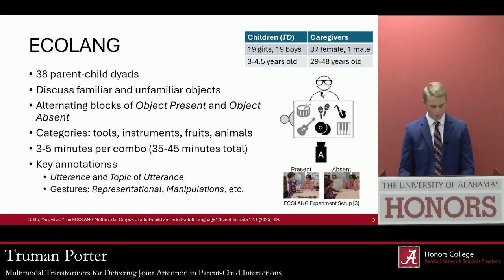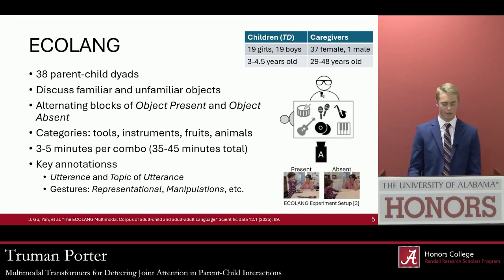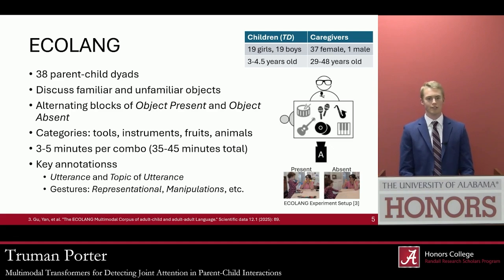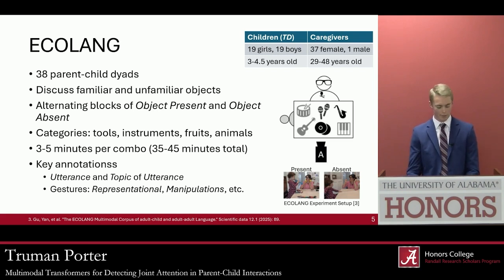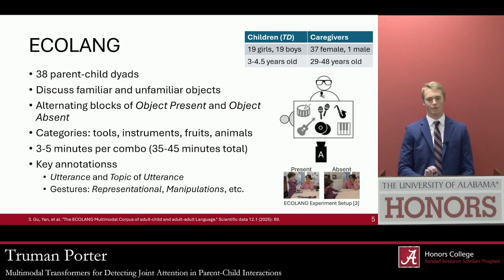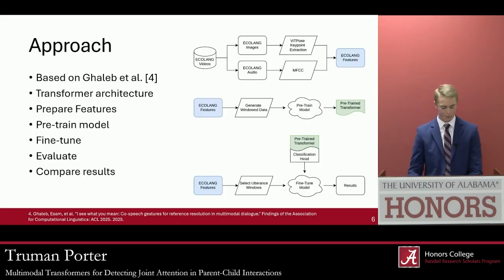Some key annotations given by the ECOLANG dataset are utterances, which are essentially a transcript of the video broken up into distinct phrases and sentences, and the topics of those utterances are labeled as well. And we are also provided with gesture data, including when representational and manipulation gestures are given. Representational gestures are gestures that indicate physical aspects of an object being talked about, and manipulations are actually picking up that object and moving it around.